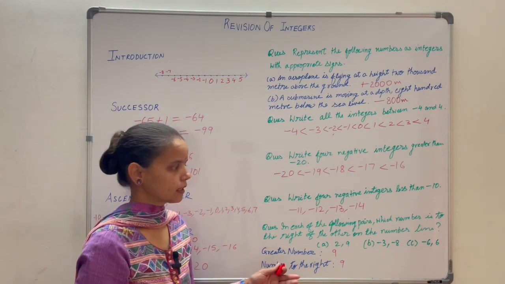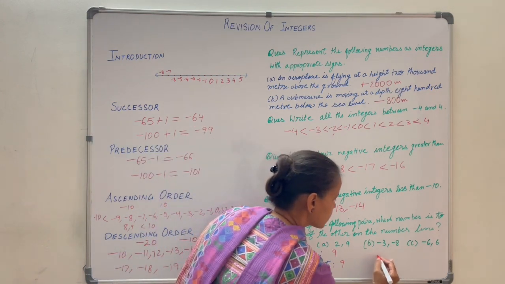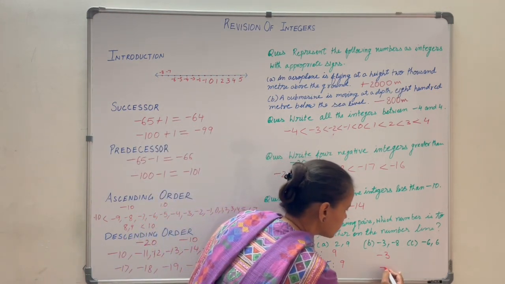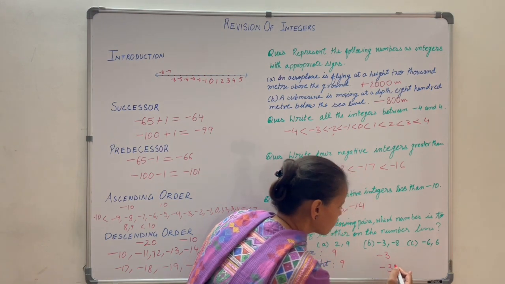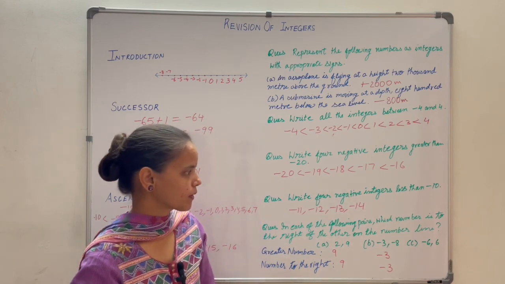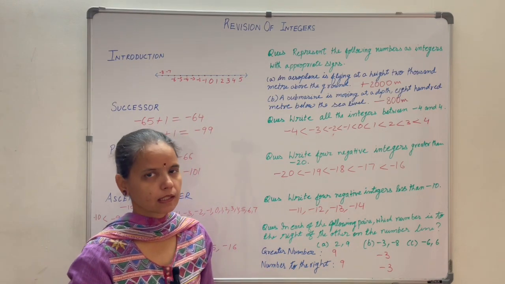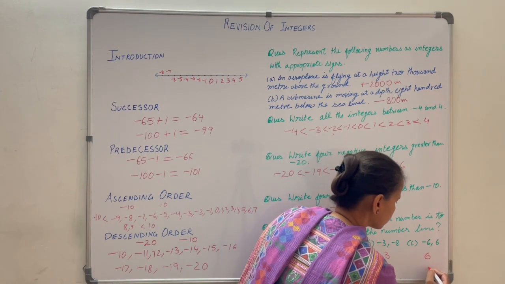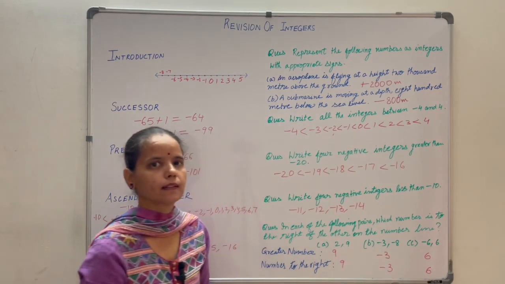Minus 3 and minus 8: minus 3 is the greater number. So it will be towards the right of minus 8. So which number is towards the right? Minus 3. Minus 6 and plus 6, that is very easy. 6 is the greater number. So 6 is towards the right.